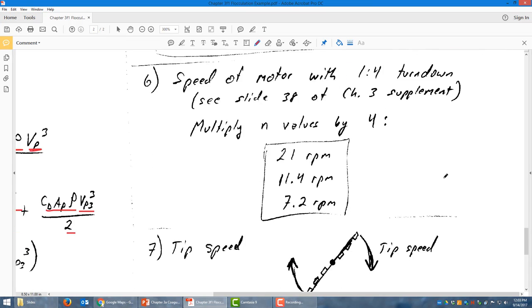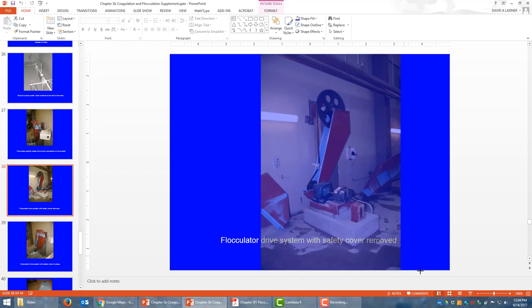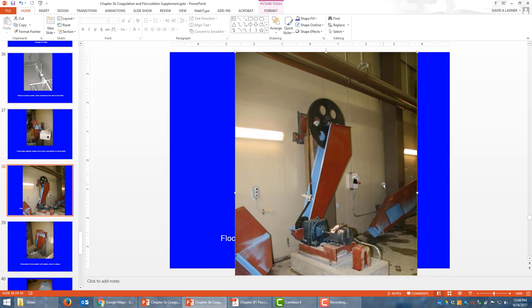Okay. The 6th item to calculate was the speed of the motor with 1 to 4 turn down. Let's look at slide 38 of the chapter 3 supplement real quick. Here's the chapter 3 supplement, and let's maybe just zoom in on this picture a bit. And what we're seeing is this motor is turning sort of a little gearbox here, and there is one gear that we can see exposed, and then a bigger gear here, and this looks pretty close to this gear being 1/4 of the size of this gear.